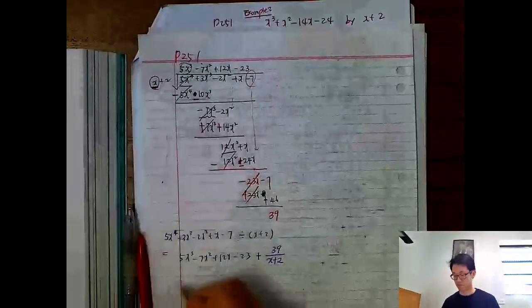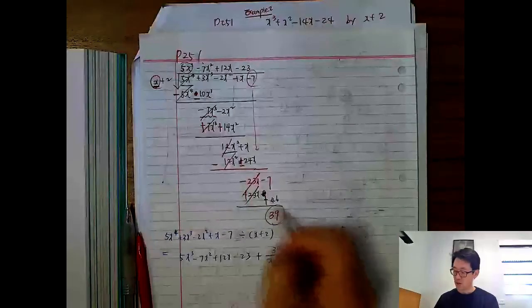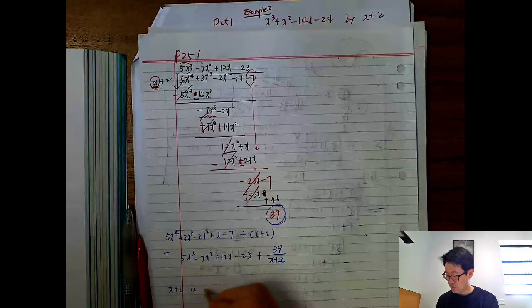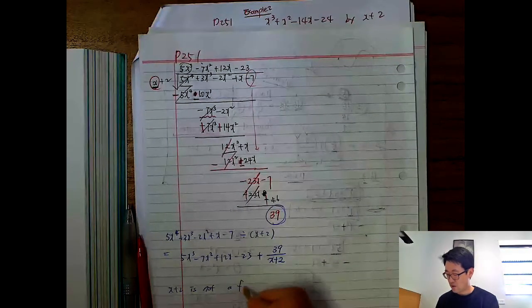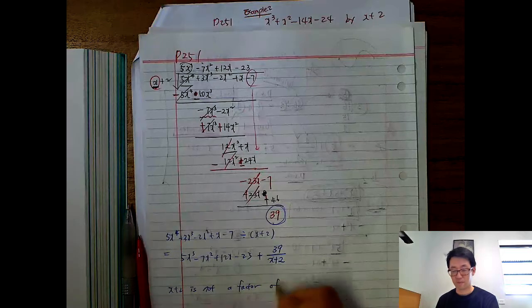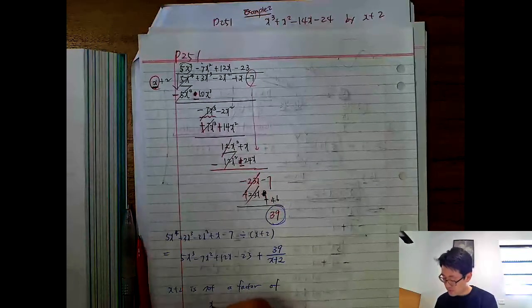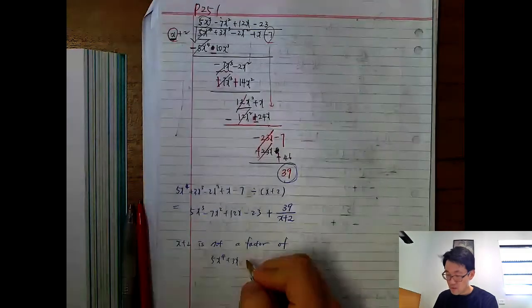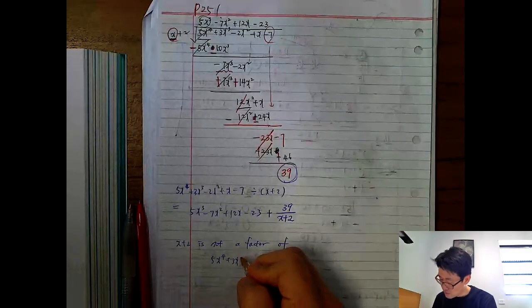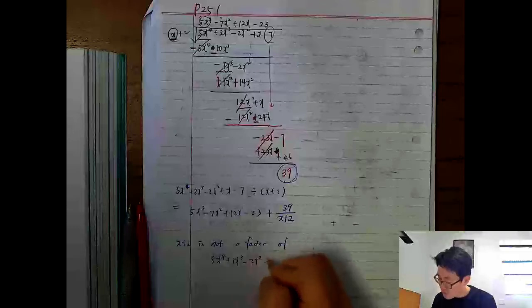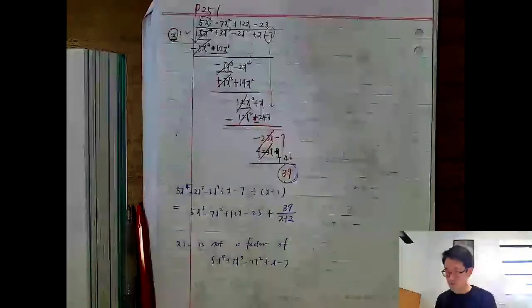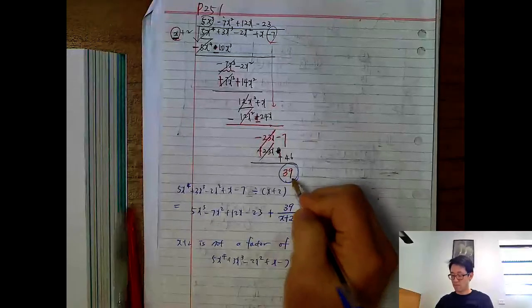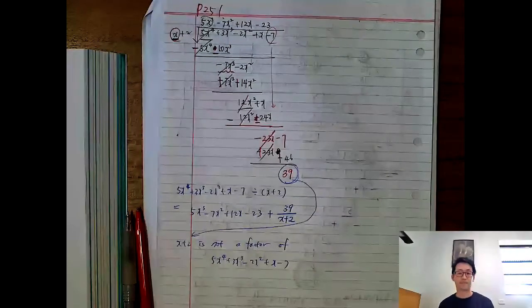Okay, so we have 39, so x plus 2 is not a factor, since this is not equal to 0. Not a factor since we have 39.